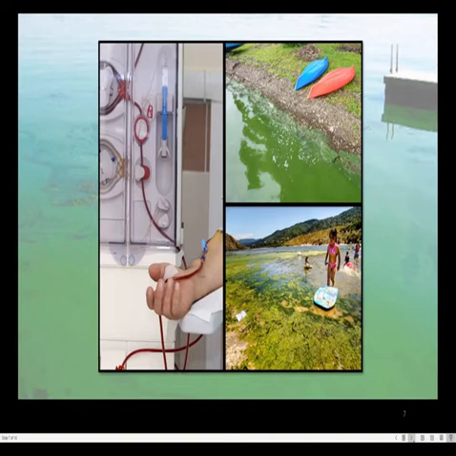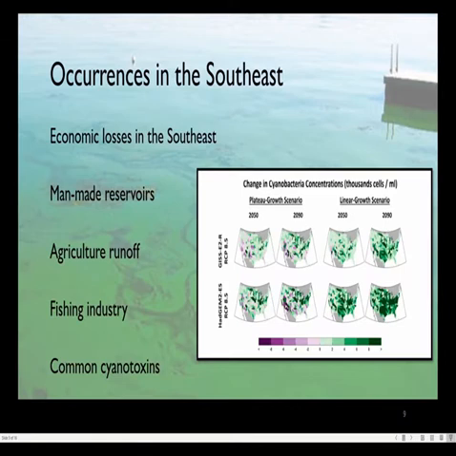And that's not all, folks. We also see that humans are impacted by cyanotoxins. There was a specifically horrific case in Brazil where dialysis patients received contaminated water intravenously. This resulted in quite a few dead patients. Now, this is an exception. This doesn't happen often. But we can still be exposed to cyanotoxins through aquatic recreational activities such as kayaking, canoeing, swimming, or fishing. But what I really want to talk about today is occurrences in the southeast.